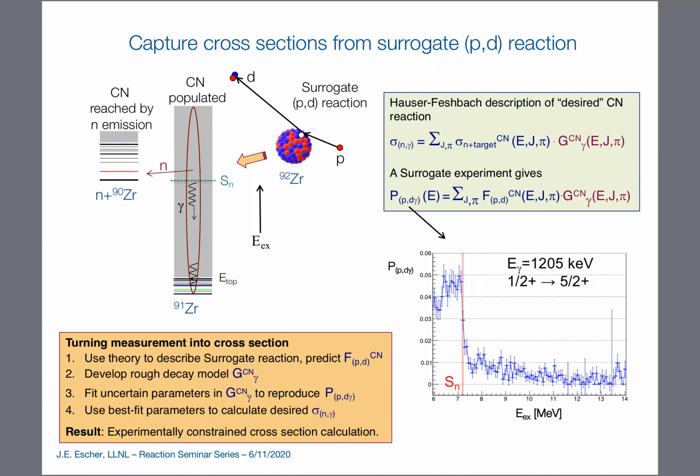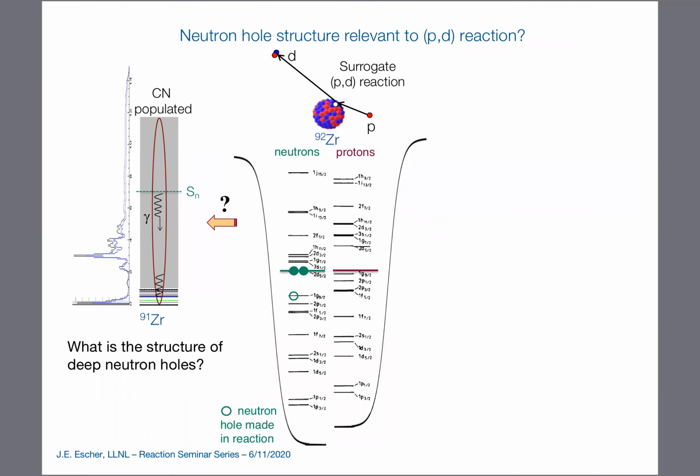So what's the problem with that? That should be pretty simple, right? We're dealing with a PD reaction and people have done PD reactions for a long time. The problem with the situation here is that we're not interested in the low-lying structure, such as starting from zirconium-92, doing PD and investigating the low-lying structure of zirconium-91. No, we want to go near and above the neutron separation energy, which is at 7.1 MeV here. And in the cases that we look at, they're all between 5 and 10 MeV.